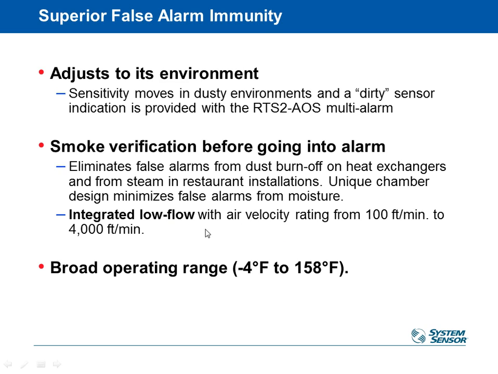We mentioned the low flow already. These guys have an operating range all the way down to 100 feet per minute, which is very low, and up to 4,000 feet per minute, which is very high. This covers all of the normal HVAC systems that you'd ever run into. If you have anything outside that range, it'd be a very, very special system.